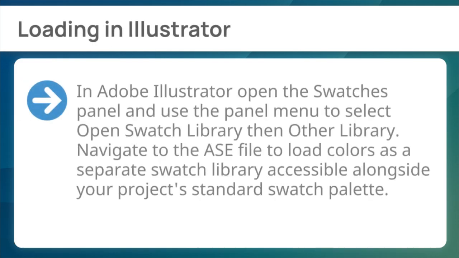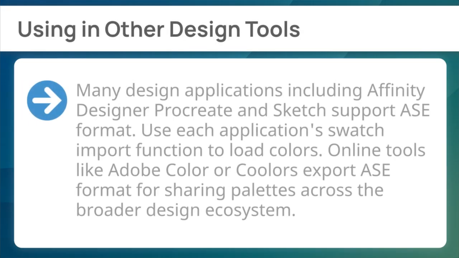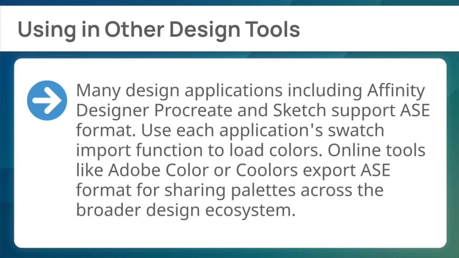Next, loading in Illustrator. In Adobe Illustrator, open the Swatches panel and use the panel menu to select Open Swatch Library, then Other Library. Navigate to the ASE file to load colors as a separate swatch library accessible alongside your project's standard swatch palette. Finally, using in other design tools. Many design applications, including Affinity Designer, Procreate, and Sketch, support the ASE format. Use each application's swatch import function to load colors. Online tools like Adobe Color or Coolers export ASE format for sharing palettes across the broader design ecosystem.